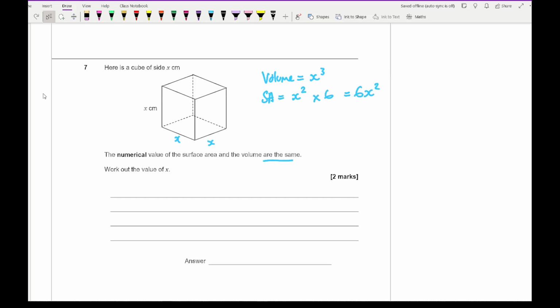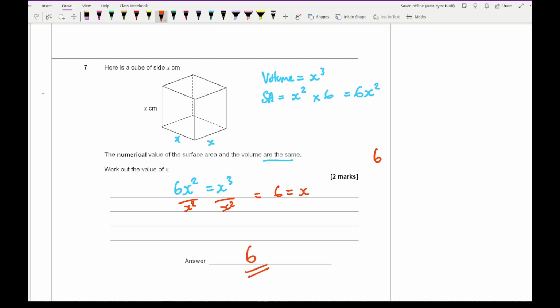Now, because they are the same, what I can then say is I've got 6x squared equals x cubed. And then I can divide both sides by x squared, because I know that x can't be 0 or a negative number. And I end up with x equals 6, and there is my final answer.